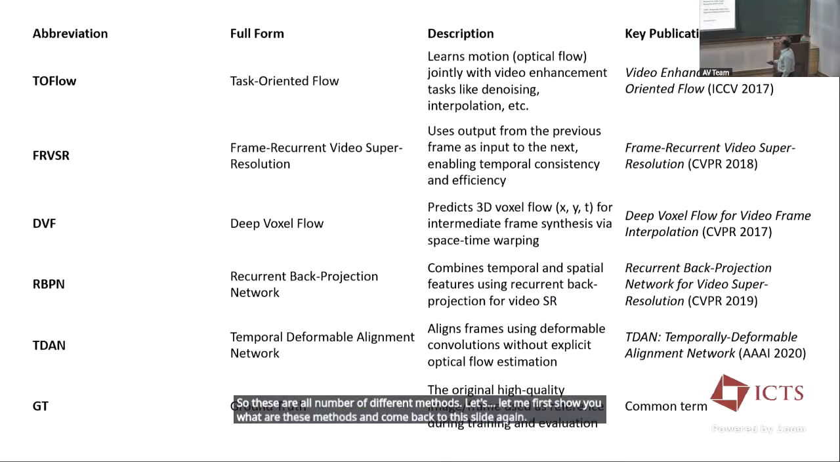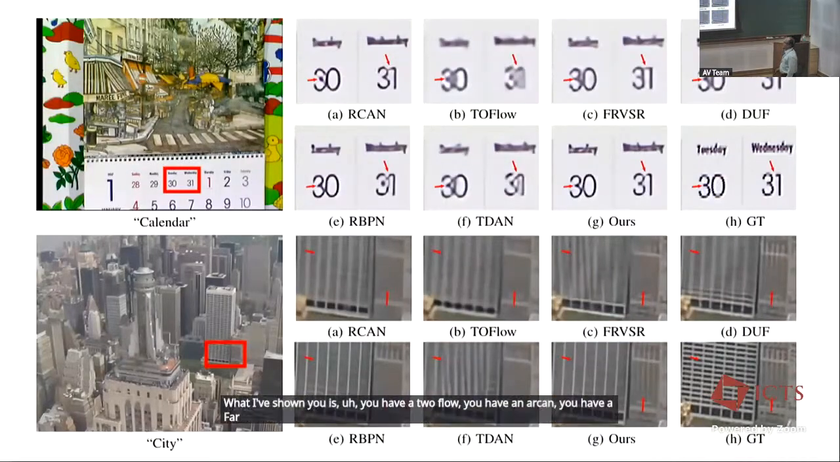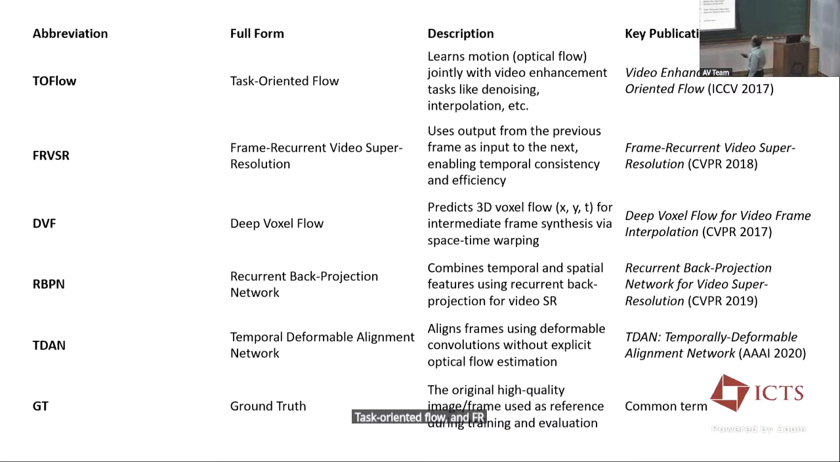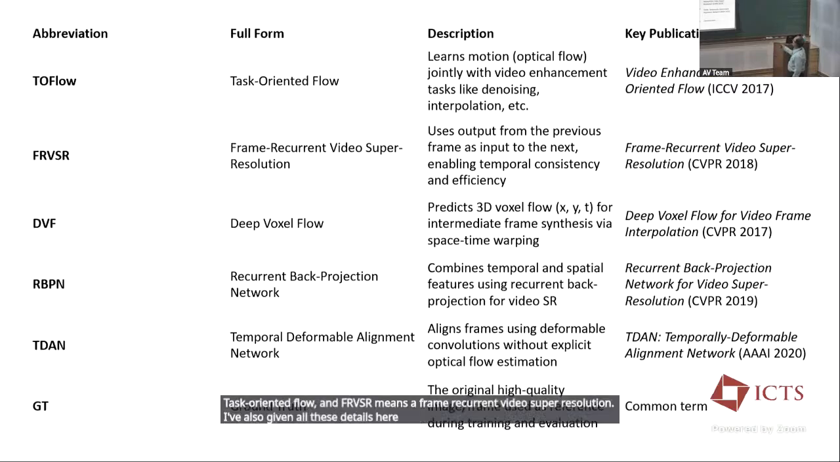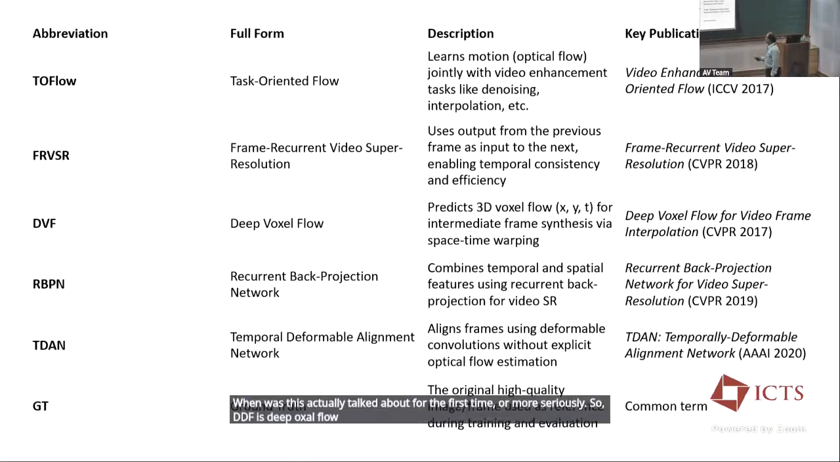What I've shown you is TOFlow, RCAN, FRVSR. These are all standard acronyms. We don't need to worry about them. If you just Google them, you will immediately get the acronyms and explanations. TOFlow means task-oriented flow, and FRVSR means frame recurrent video super resolution. I've also given all these details here for somebody who's interested, so you can see when this was talked about for the first time or more seriously. DVF is deep voxel flow.